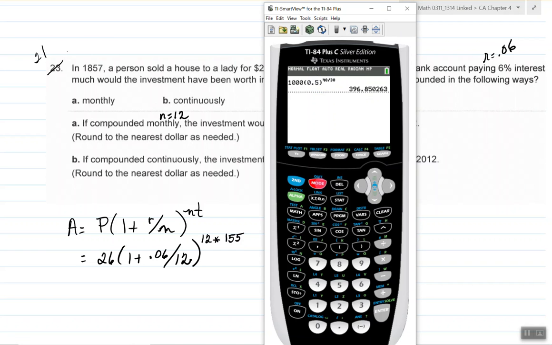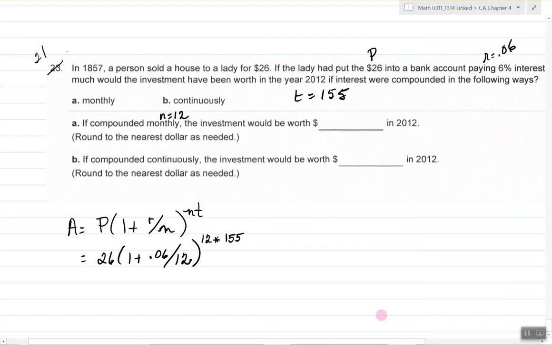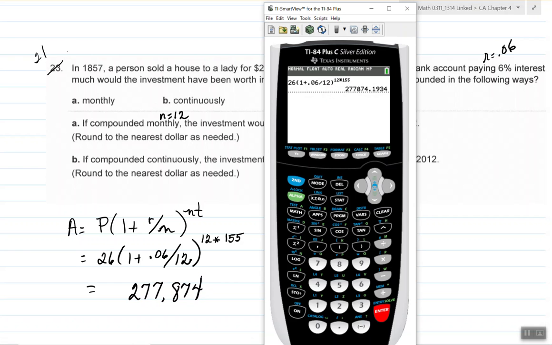Do a second quit. 26, open parentheses, 1 plus 0.06, that's my 6%, divided by 12, close, raised to the 12 times 155. Okay, I think I lost it. $277,874 rounded to the nearest dollar.